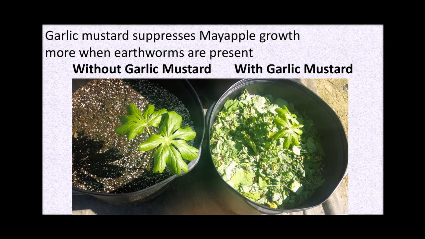And you can see the Mayapple plant on the left is about twice as big as the plant on the right. Can you see that the one on the right is smaller? I know there's not a lot of contrast there because the garlic mustard leaves on the ground are also quite bright green, but basically the plants with garlic mustard are about half the size as the plants without garlic mustard, but only when you include invasive earthworms in the experiment. So the earthworms are very dramatically affecting how negative the effect of garlic mustard is on this plant.